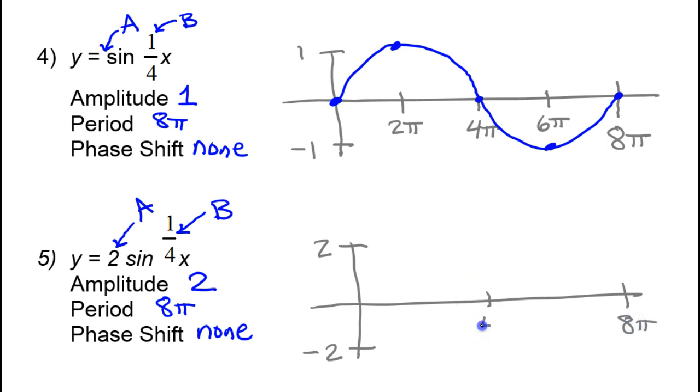Halfway will be 4 pi. Half of that will be 2 pi. 2, 4, 6. So this will be 6 pi. This is the sine function, so it should start at 0, and then it should go up to its maximum value, back to the midline, down to its minimum value, and then back to the midline. So this is what the graph for problem number 5 should look like.